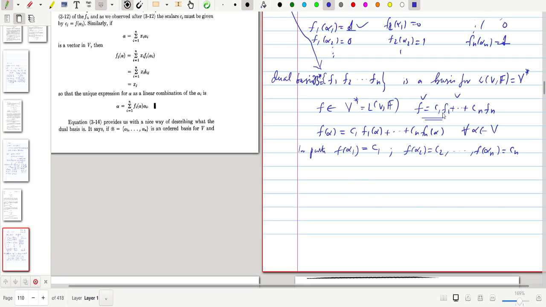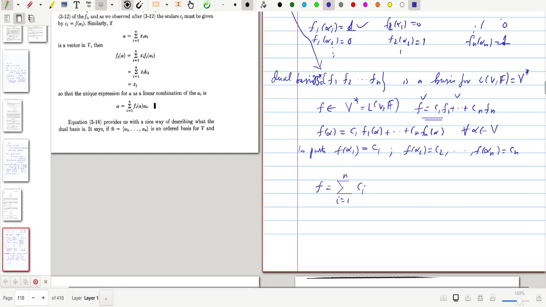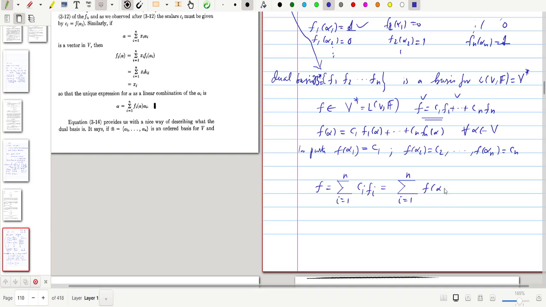So once you write f is equal to c1 f1 plus etc. fn, that is, f is equal to the summation i equal to 1 to n ci fi, then the ci can be extracted from this expression itself. That ci is nothing but f of alpha i, because c1 is f of alpha 1, c2 is f of alpha 2, and so on. So this will be the summation i equal to 1 to n f of alpha i times fi. Any f can be written as f of alpha i times fi.